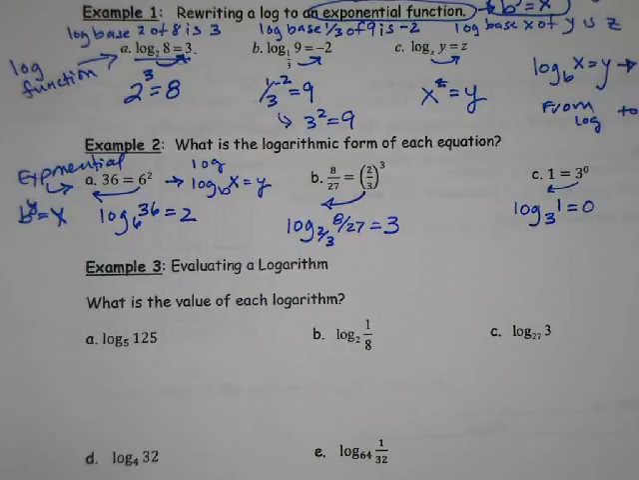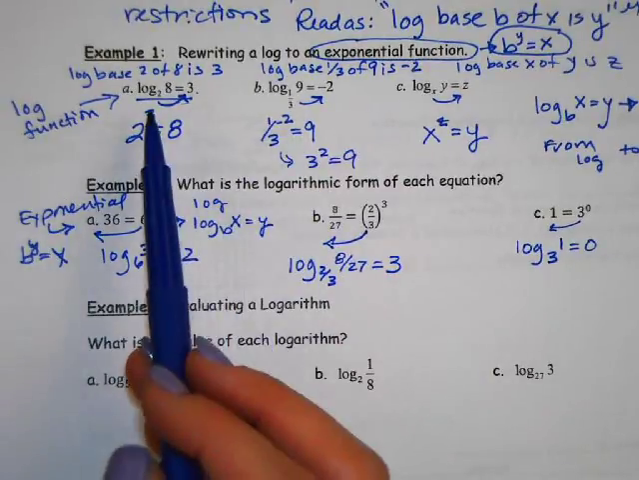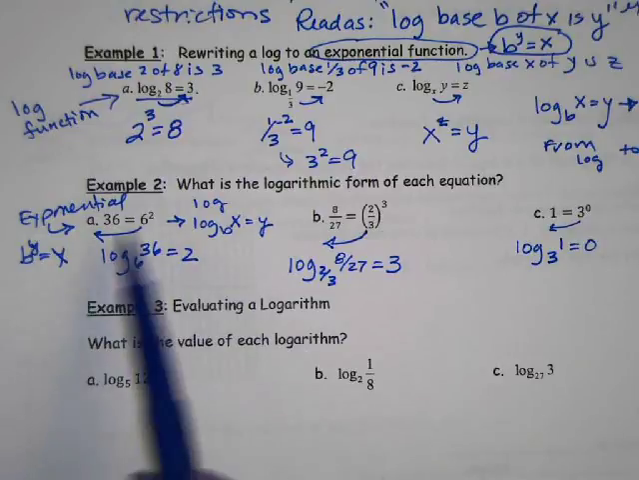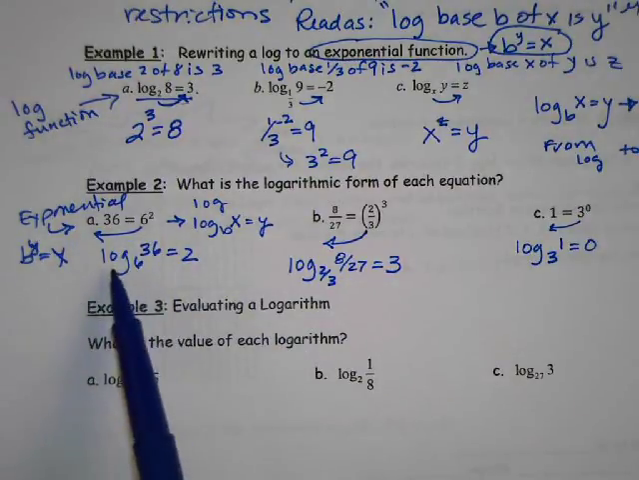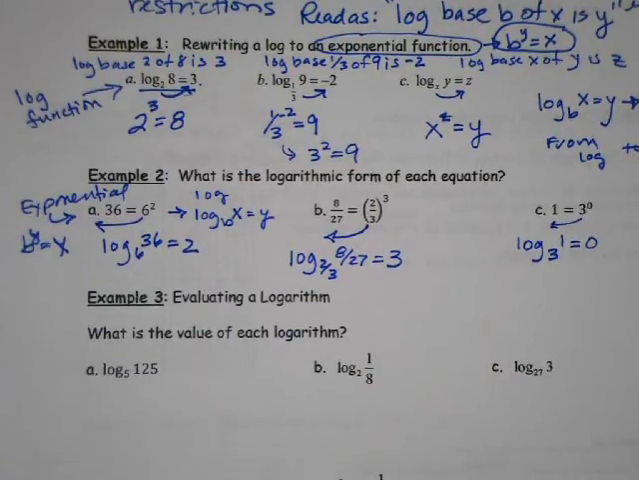Got the pattern? So going from log to exponential, you swing the 2 up, get rid of the word log, and they equal each other. And then going from exponential to log, you just swing it down, write the word log, and that's going from one to the other.